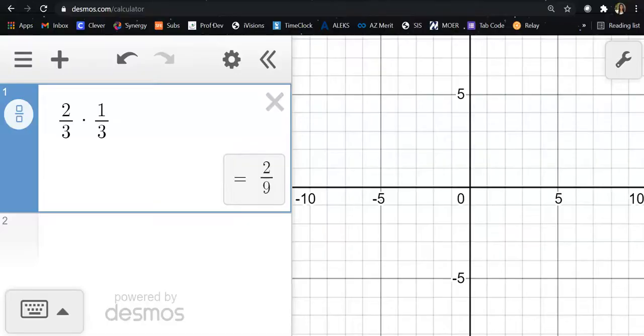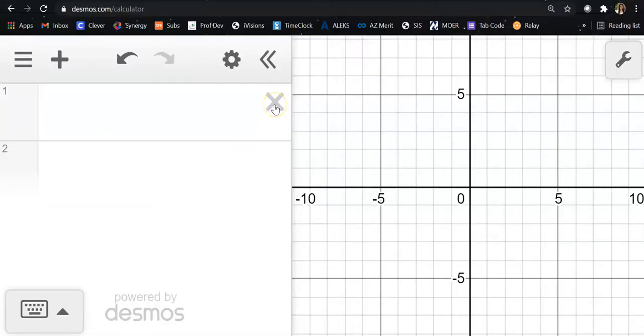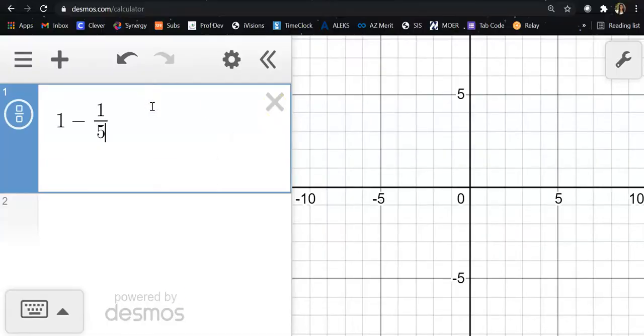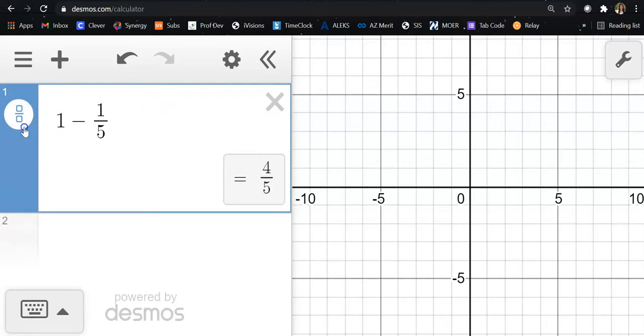I want to go ahead and go to Desmos and type this in. Turn it back into a fraction. I get 4/5 for my answer.